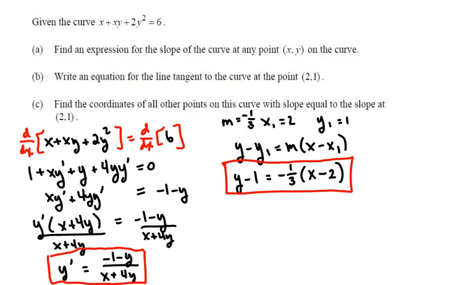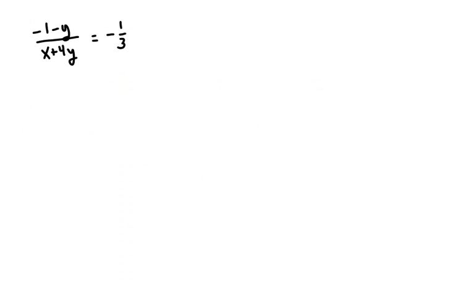Alright, so the next thing we want to do is to find the coordinates of all other points on this curve with slope equal to the slope at (2, 1). I'm going to scroll down so we'll have some more space. Let me just set up the problem first of all. I want all other points on the curve with a slope equal to the slope at (2, 1). Well, we know the slope at (2, 1) is negative 1/3. So I want to find all the other points where the slope equals negative 1/3. So I'm going to take the derivative, set that equal to negative 1/3, and then begin to solve. I will move that on to the next screen, and we'll work on it from there.